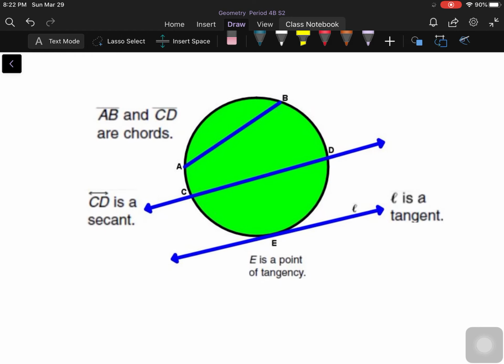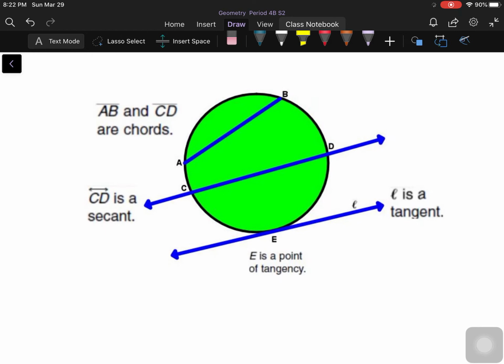Okay, so here's just another example. So AB with that segment bar above it, that's a chord. CD, if I just put the segment bar above CD, that's a chord as well. The line, so when it goes all the way through and goes on forever in both directions, then that becomes a secant if we're looking at the whole line. The line L is a tangent because it only touches the circle at one spot.